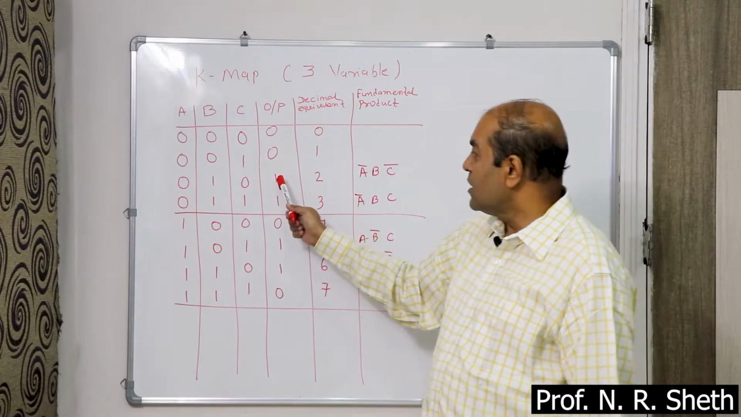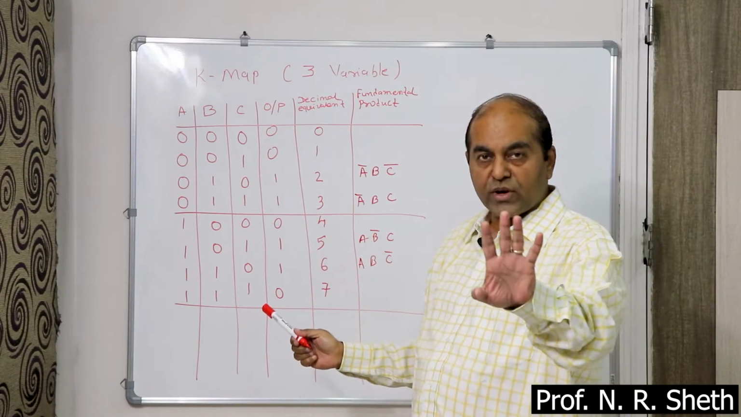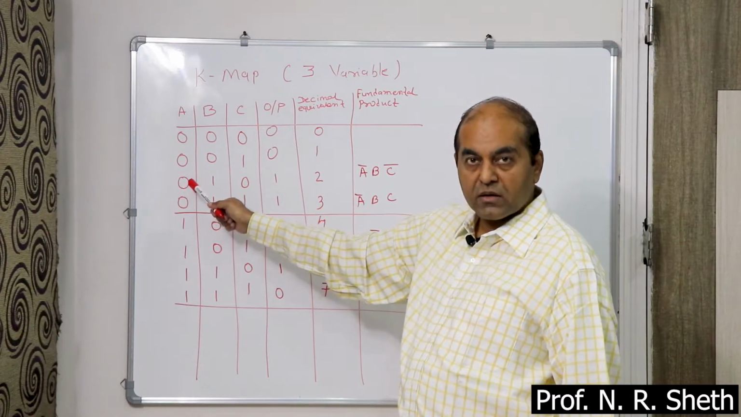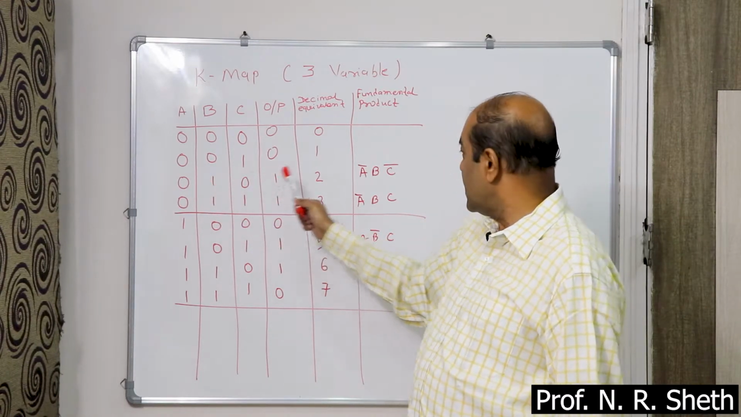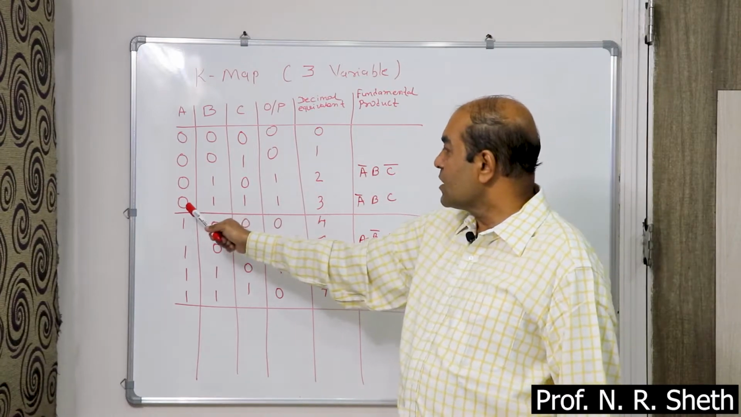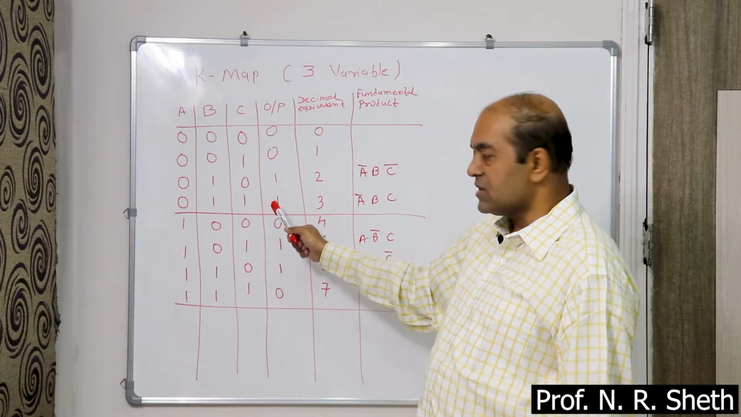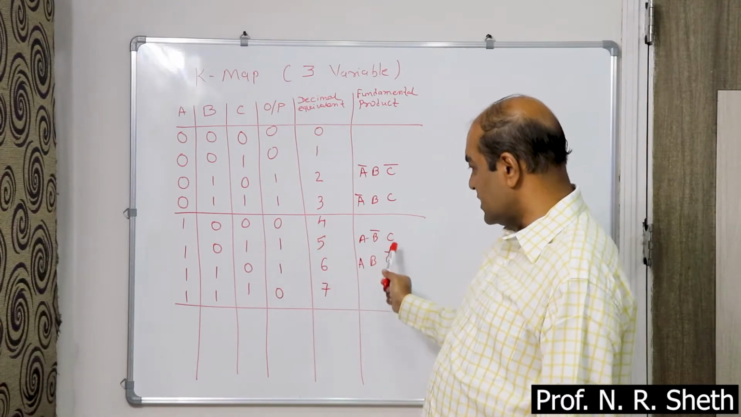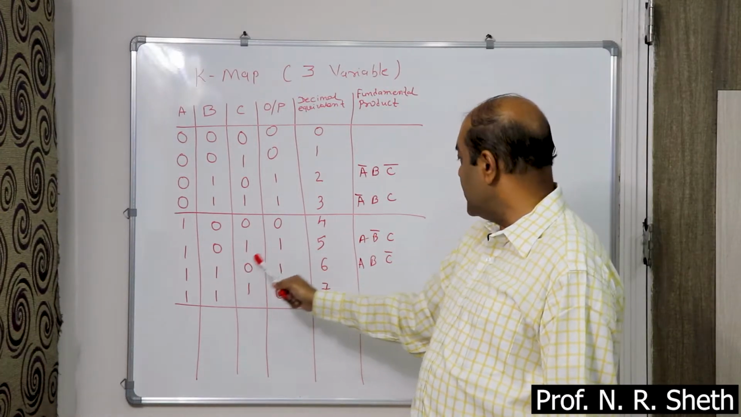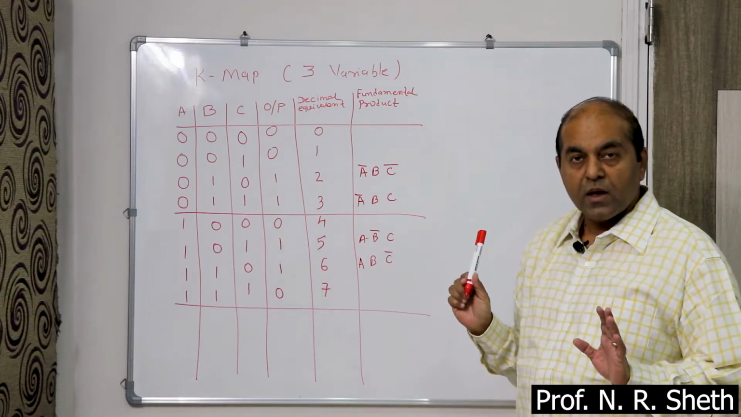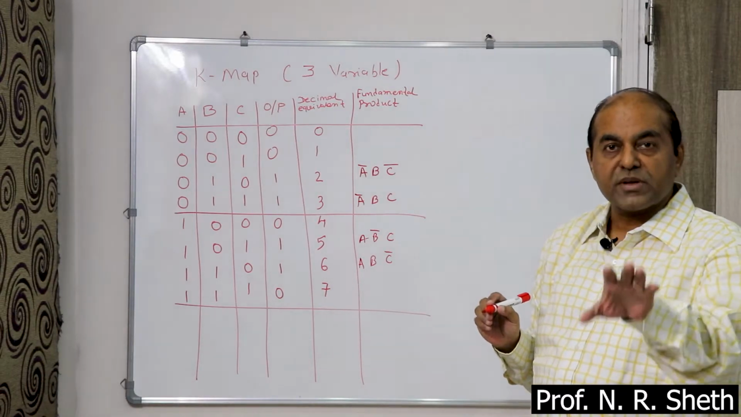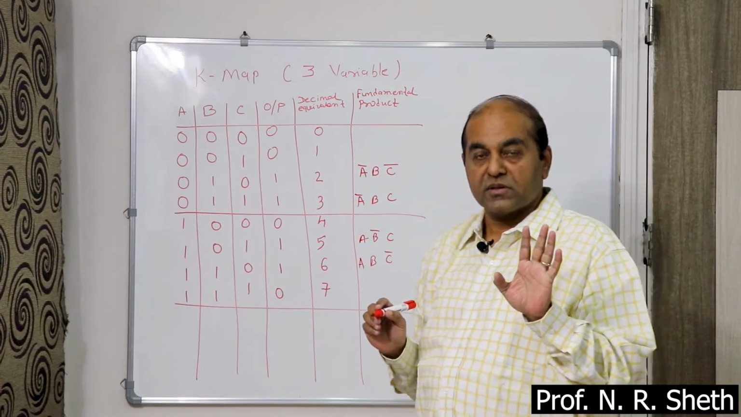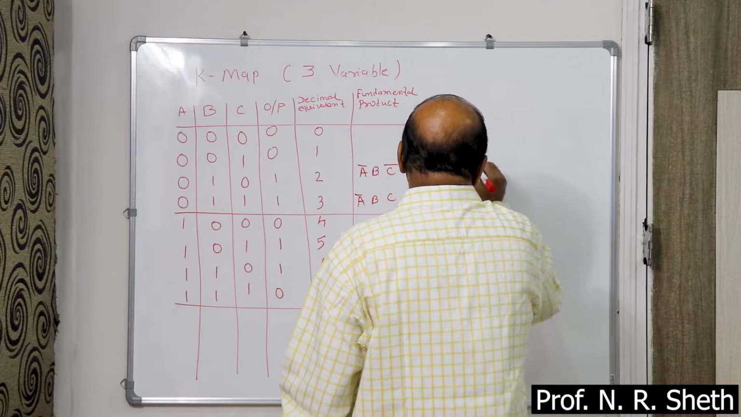Again, output is high for 4 cases. The fundamental products are A bar B C bar, A bar B C, A B bar C, and A B C bar. Now you have to represent this in your K-map. But now here there are 3 variables, so the K-map is in this way.